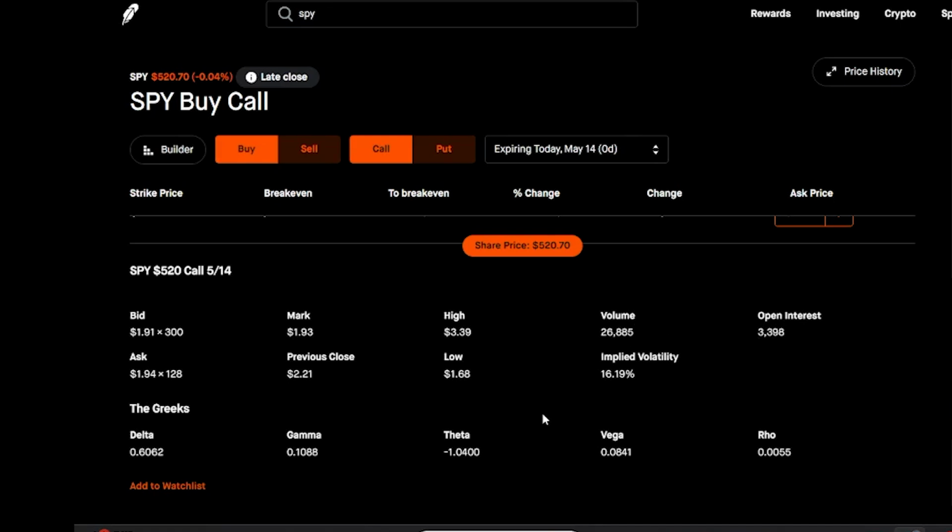The next thing I look at is the Greeks. The delta on this is 0.60, which means for every dollar that the option moves, you're going to get 60 cents. So you're getting 60 cents for every dollar that it moves. Obviously, this is multiplied by 100, so you can figure it out from there.